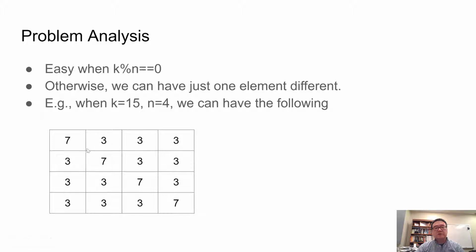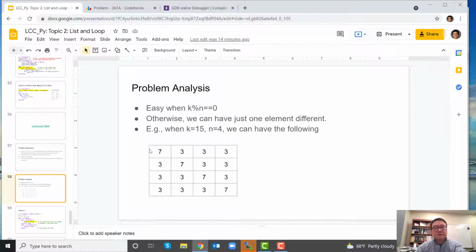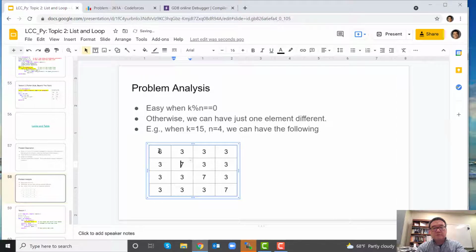Here is one way if k is 15 and n is 4. Is this correct? 9 plus, no, it should not be 7. It should be 6. No, what am I talking about? Oh, yeah. Okay.